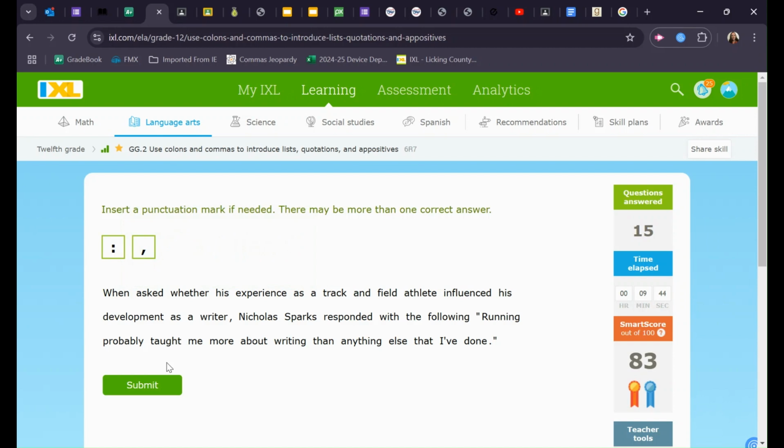When asked whether his experience as a track and field athlete influenced his development as a writer, Nicholas Sparks responded with the following: "Running probably taught me more about writing than anything else that I've done." I think that's a really interesting line. Okay, this is not a variation of so-and-so said. I've got that full sentence: Nicholas Sparks responded with the following. Great place for a colon. And I can mentally put in the words, and here's what he said, or and here's what it was.